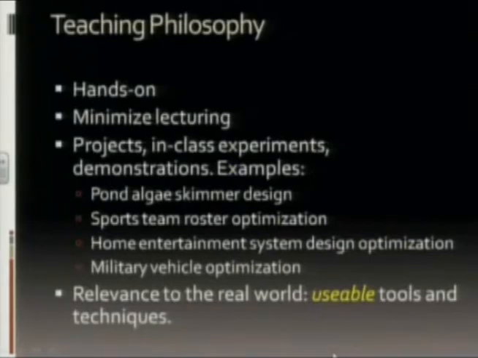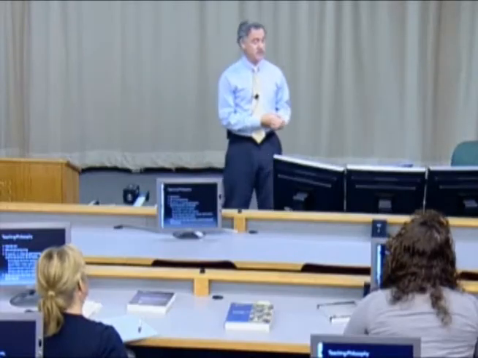So I try to emphasize projects, student projects, in-class experiments, and demonstrations, things like that. For example, in this course, System Optimization, one of the projects that we do is the design and optimization of a pond algae skimmer. Where you have a pond with algae on the top of it, and you want to design some skimmer device that's going to skim the surface of the pond, take that material through a pump, flow it to some kind of filter, and return the filtered water back to the pond. Now that's a very challenging optimization experiment.